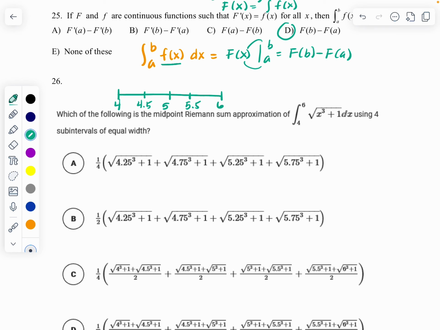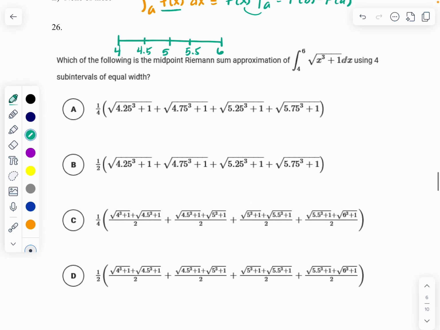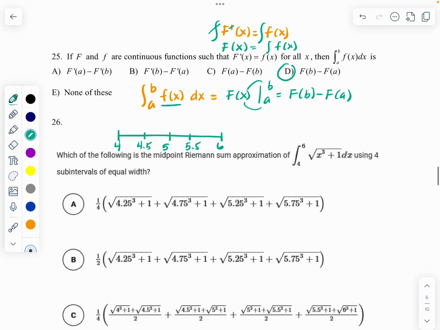Now, a little bit gross, but you guys notice, if you're looking at all the answers, they didn't actually simplify it all the way, okay? This is an AP classroom question. I never liked any of those, but it's okay. All right, it's a midpoint Riemann sum, so I have to find the midpoint. So let's look at our intervals.